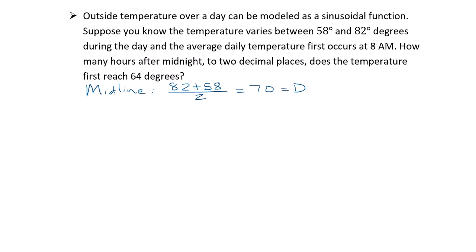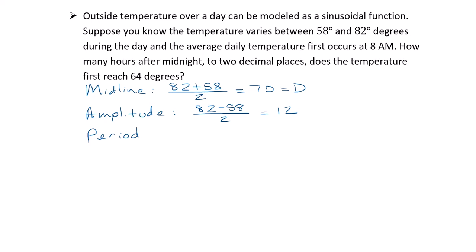My amplitude, in other words, how far above and how far below the midline does the temperature vary? From 70, it goes up 12 degrees to get to 82 degrees, and down 12 degrees to get to 58 degrees. So this is amplitude. We'll take 82, subtract 58, divide by 2, and that is 12. My period.